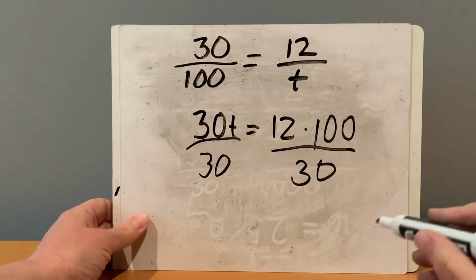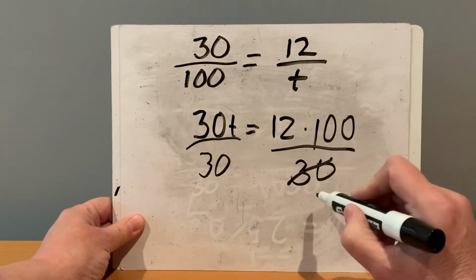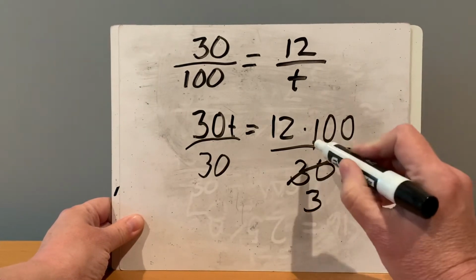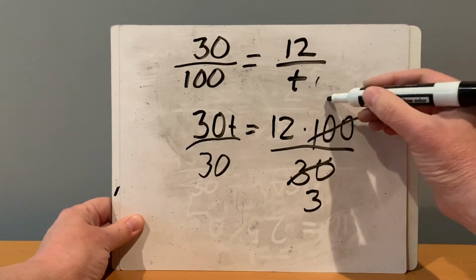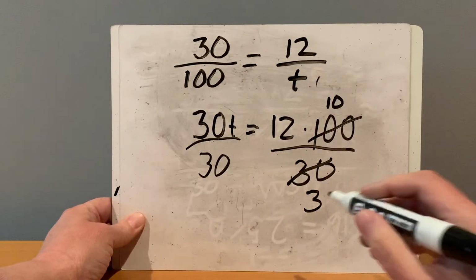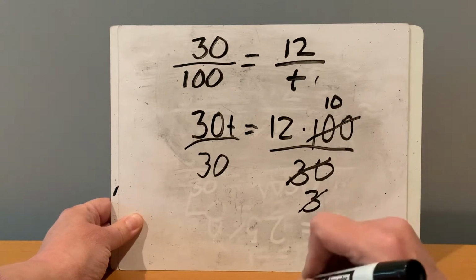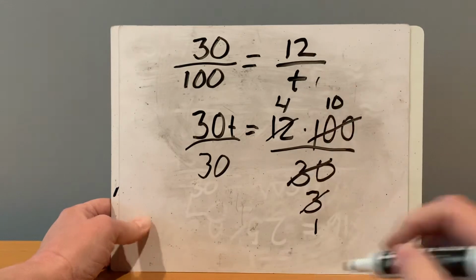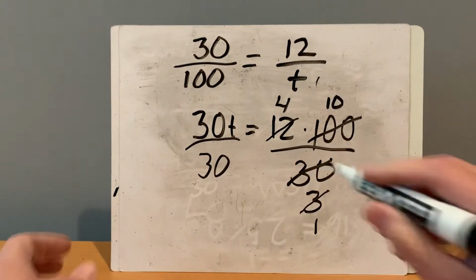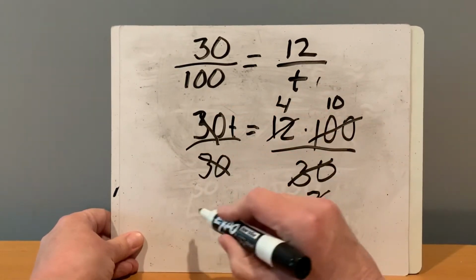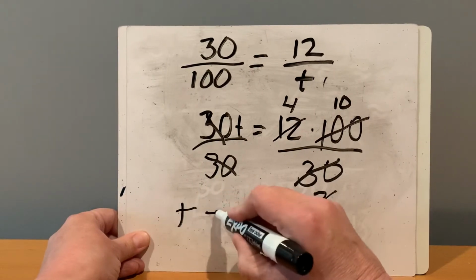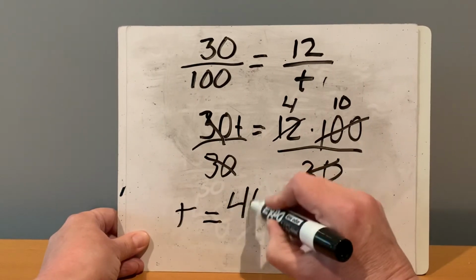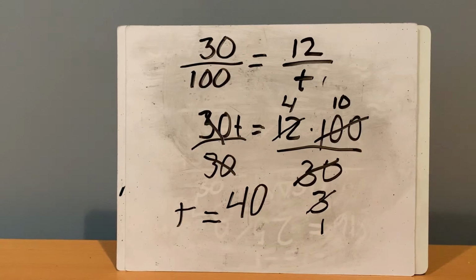Now we can cross cancel at this point. 10 goes into 30 3 times. 10 goes into 100 10 times. Now 3 also goes into itself once, and it goes into 12 4 times. And then when we do that, we find that T equals 40. So the total number of students was 40.